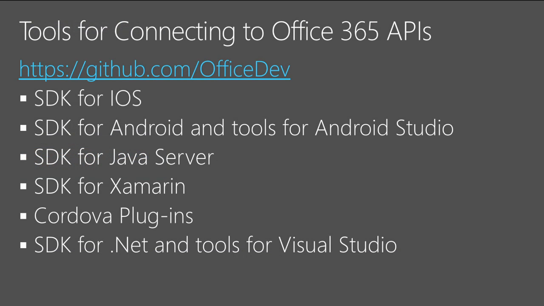In addition to Azure Active Directory libraries, we also have a bunch of Office 365 libraries. And we have an Office dev organization. If you haven't been up there, that GitHub repo has a ton of samples in it. Almost all the samples that we publish, we put open source in the GitHub repo. So you can find a bunch of samples there. You can also find our SDKs.